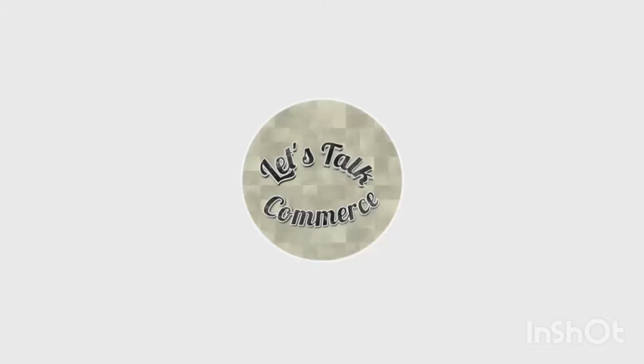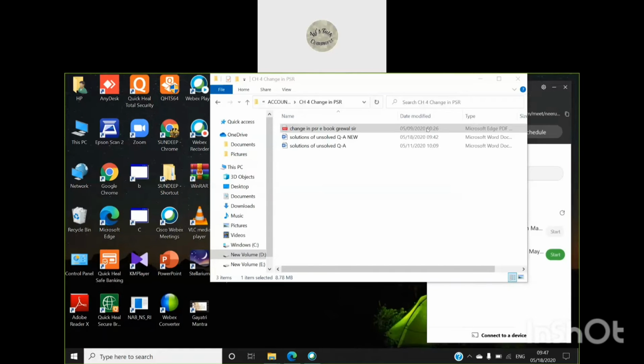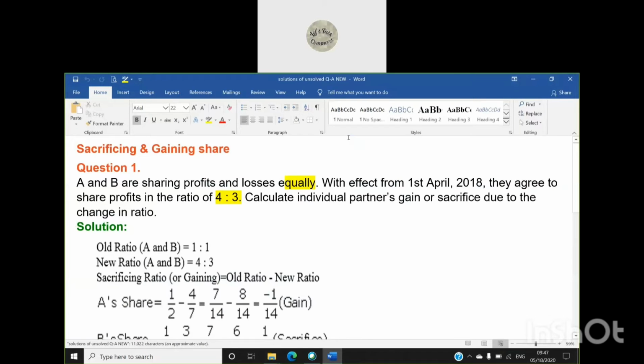This will be more clear through the practical problem. I'm going to the practical problem. Illustrations you will be doing on your own. The last two questions are there in the book, question number 28 and 29, which we will be doing today.